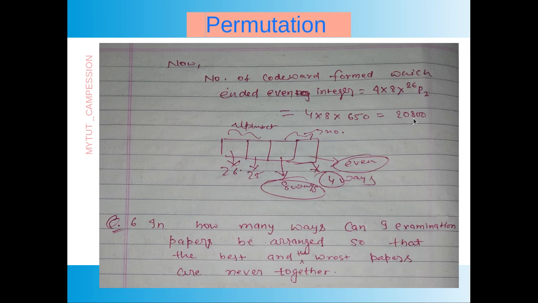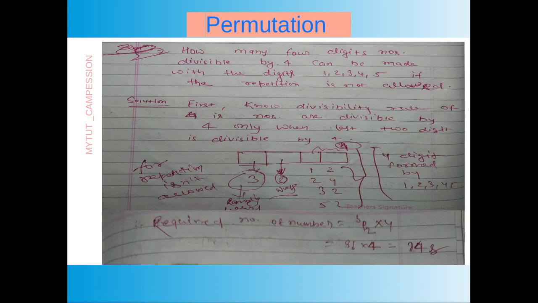Now the sixth question is: in how many ways can 9 examination papers be arranged so that the best and the worst paper are never together? You can solve this by yourself.